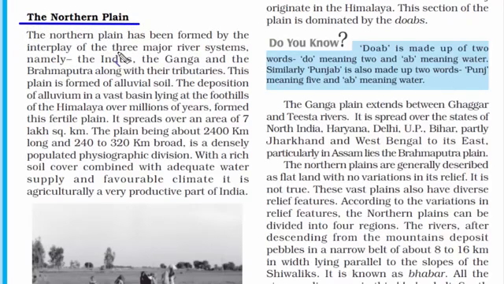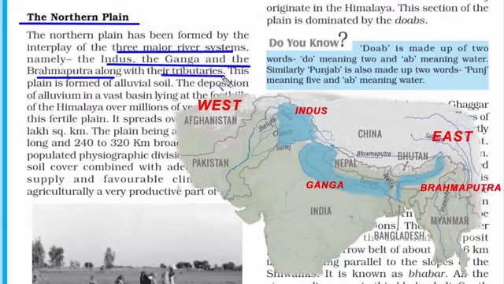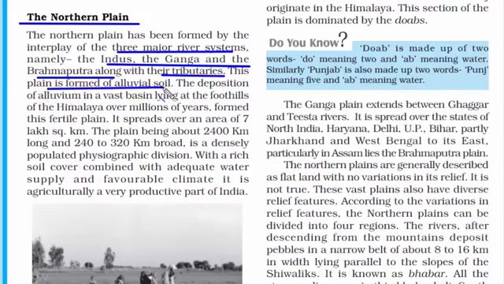The Northern Plain has been formed purely because of three major river systems, and they are the Indus, the Ganga, and the Brahmaputra, of course, along with their tributaries. As I've said before, this plain is formed of alluvial soil, and since we are reading about Northern Plain, it has to lie at the foothills of the Himalaya, and it has taken millions of years to make it a fertile plain.